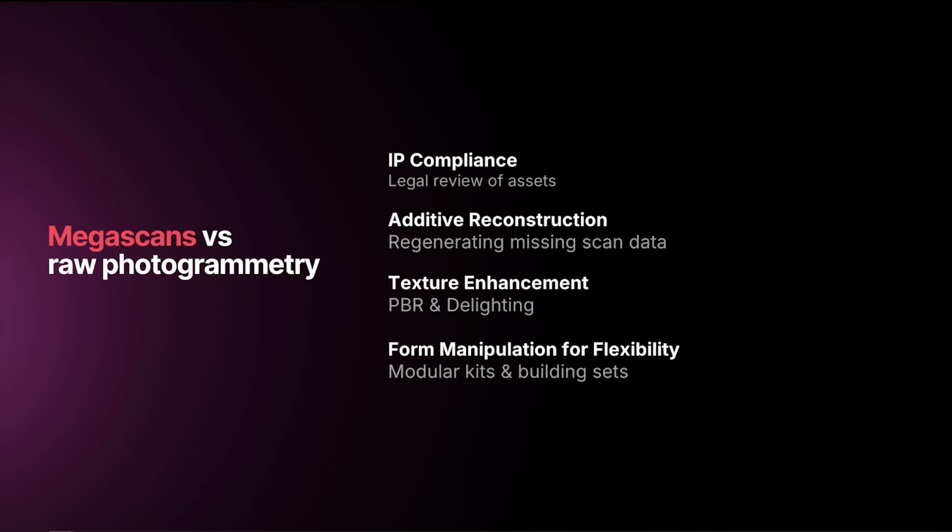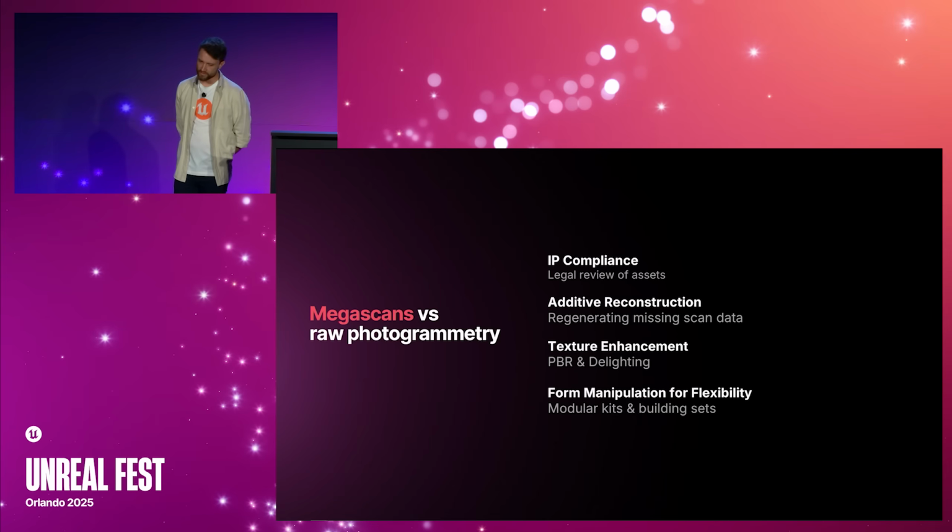So now let's take a look at some of the key factors that differentiate Megascans from raw photogrammetry outputs. The main points that I'll cover here will be IP compliance and the importance in our production environment, additive reconstruction and some of the techniques that we use to get great results in unforgiving scan environments, texture enhancement and the role that PBR map authoring plays in production, and finally we'll look at cases where we need to heavily modify scans to become flexible modular assets.